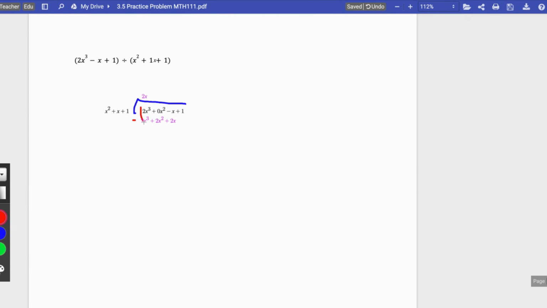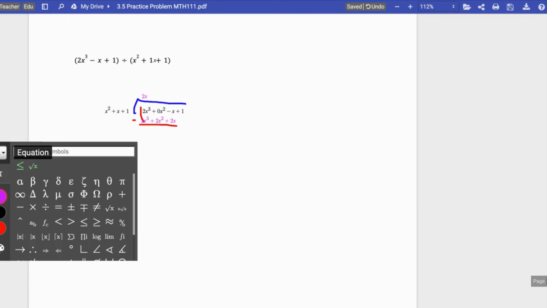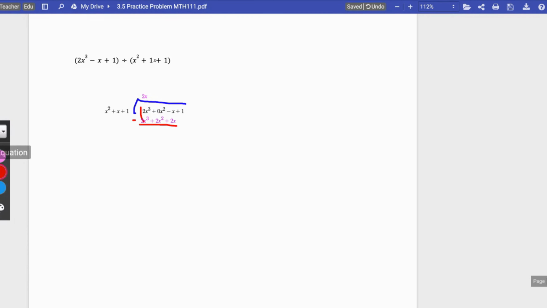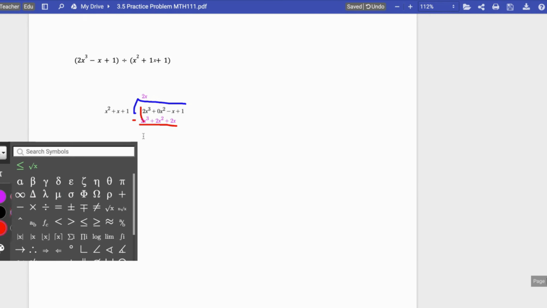So those cancel. 0 minus 2x squared is going to be negative 2x squared. So I'm going to have negative 2x squared left. And then I am going to have negative 1x minus 2x, which is negative 3x. And then I'm going to drop down the 1 plus 1.